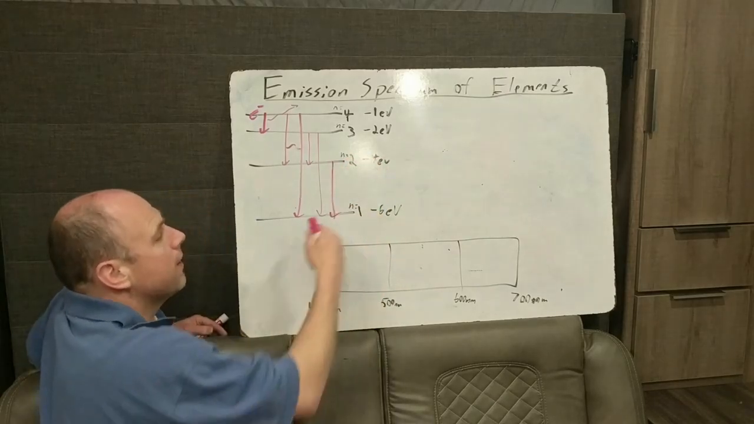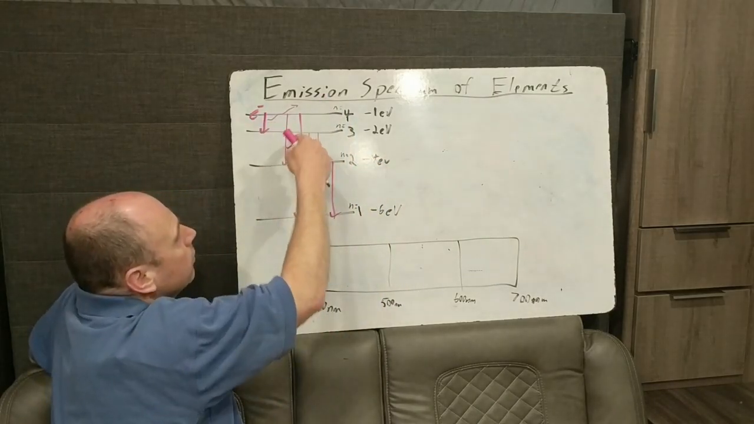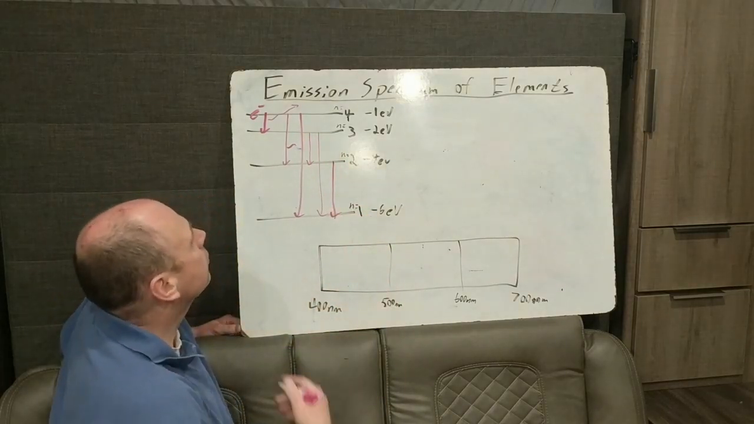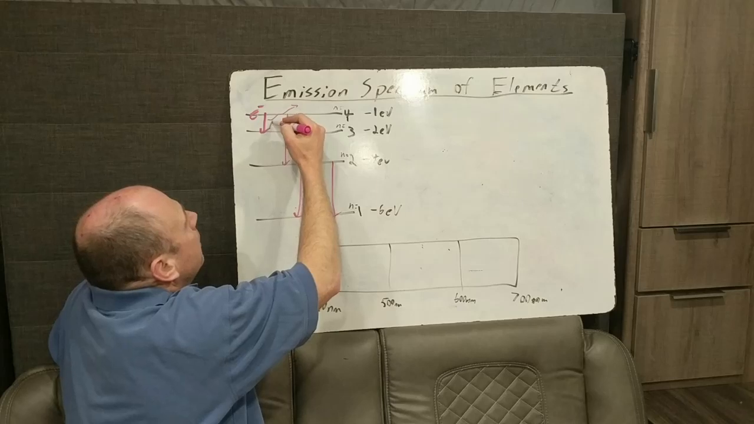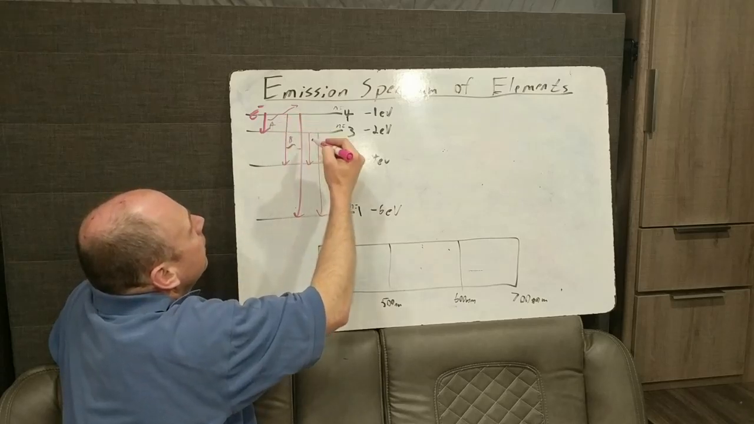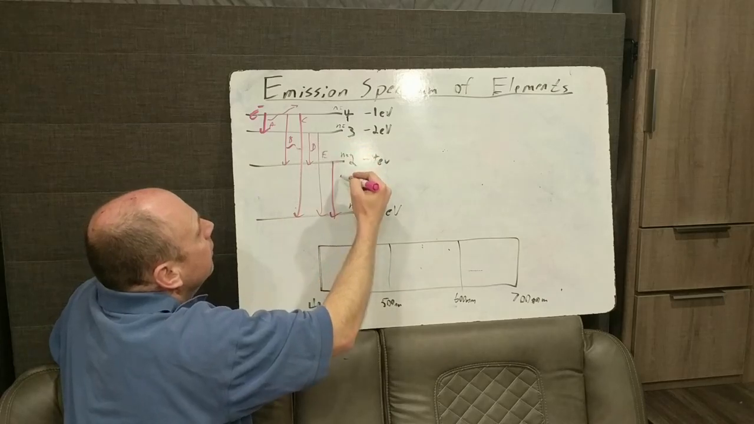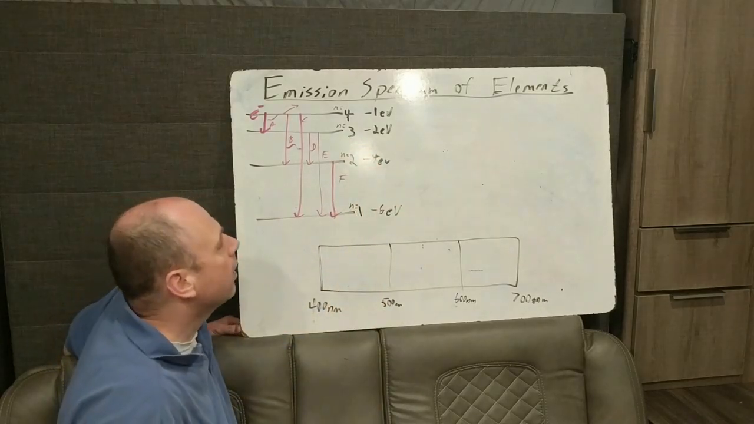So if I have 4 energy levels, I've got a total of 1, 2, 3, 4, 5, 6 different drops that I could look at. For this particular one, let's just label them A, B, C, D, E, and F, all the way across.